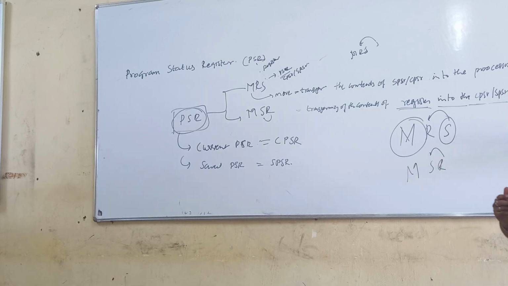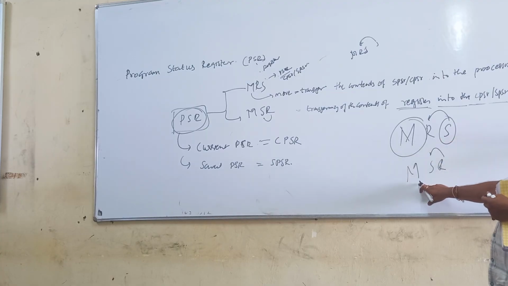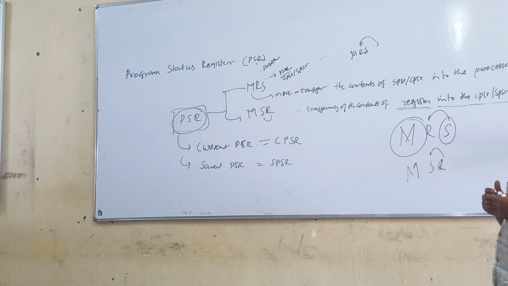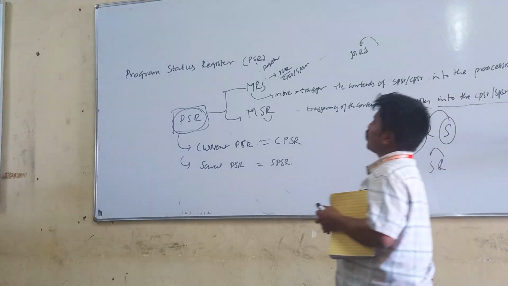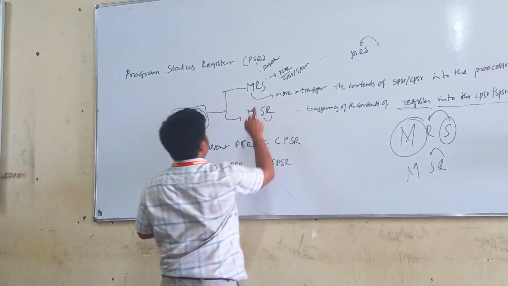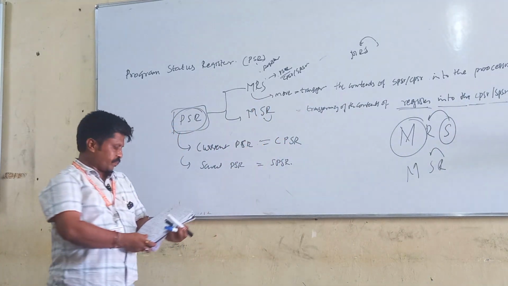It's nothing but transferring the contents of the status register, PSR, CPSR, to the common register, and also we will be transferring the contents of the processor register to the CPSR and SPSR here. There are two types of instructions in the program status register: one is called MRS, another one is MSR.